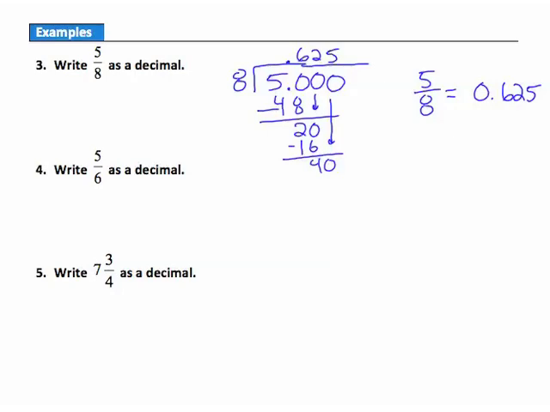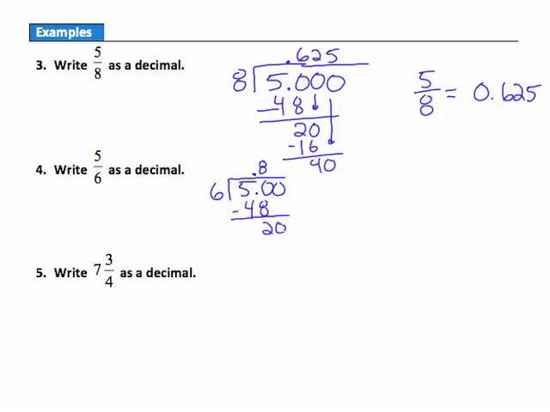Example 4. Write 5/6 as a decimal. Well, again, we're going to take 6 and divide it into 5. Need the decimal. Add a couple zeros to start. We might need more, but we'll start right there. And now 6 doesn't divide into 5, but it will divide into 50. And it's going to go 8 times. 8 times 6 is 48.